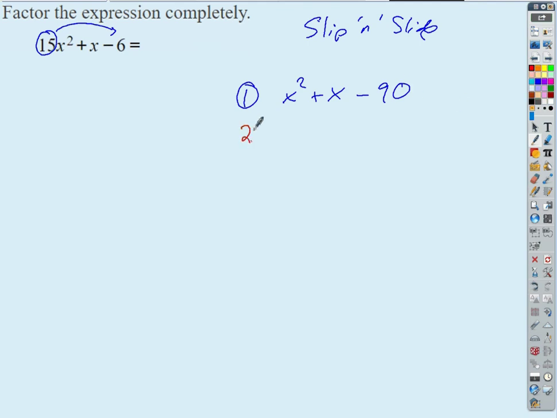Jaylene, what's next? After I slip the A over, now what do I do with this? Factor it. Well, there is no greatest common factor, but I'm going to try to factor it regularly. Now that's an x squared, so what would have to go there and there? X. So then the question becomes, do we have those magic numbers? Are there magic numbers that multiply to negative 90 and add to positive 1? Negative 9 and 10. There you go. So plus 10 minus 9.